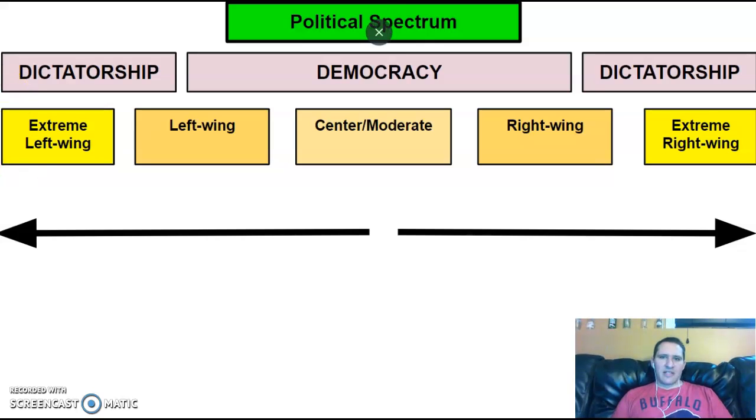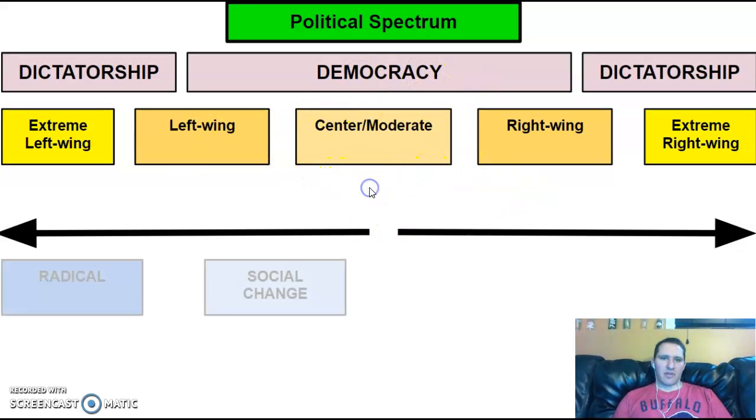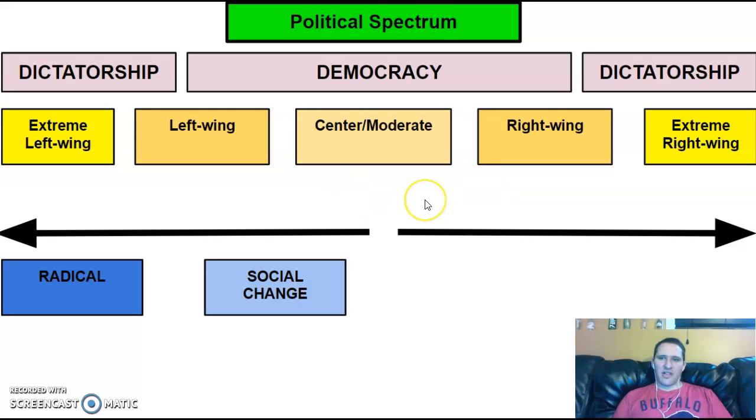A lot of independents tend to fall in the middle of the spectrum and be center or moderate. And they might vote for Democrats or Republicans depending on the issue. All right, let's look at the left side of the political spectrum. The left side of the political spectrum is often blue. It's always blue. It has to do with, we'll talk about the Democratic side. It's always blue, and it's on the left.